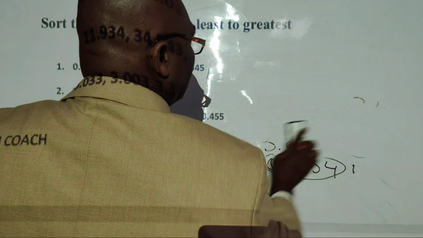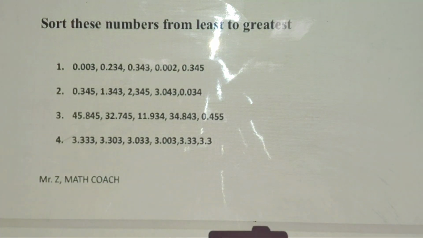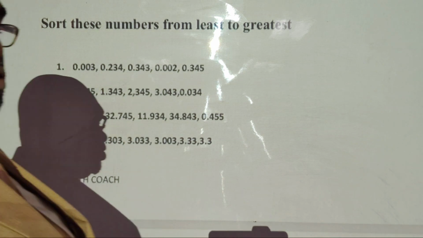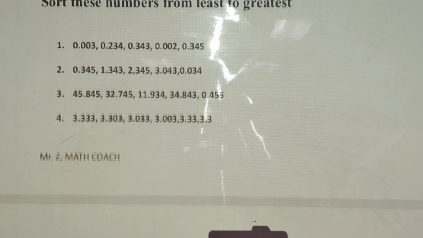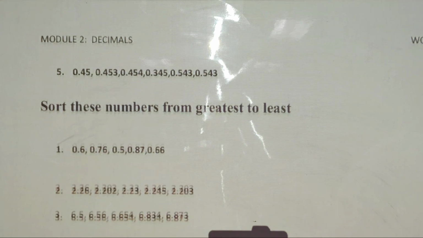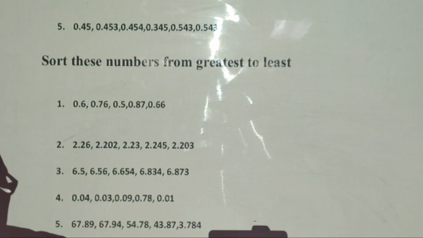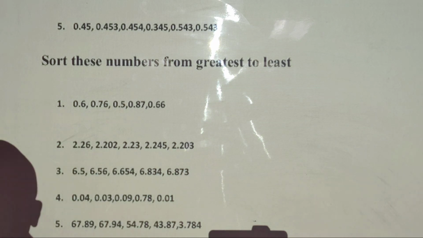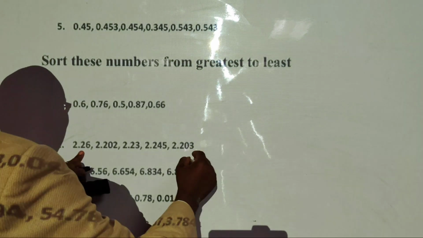Okay? All right. Same thing you will do if you have to arrange those numbers from greatest to least. It means you will have to arrange those numbers starting from the biggest number to the smallest number. Okay? So I do believe you can work this. Let's pick number 2. Okay? So if you look at this number 2, go ahead.